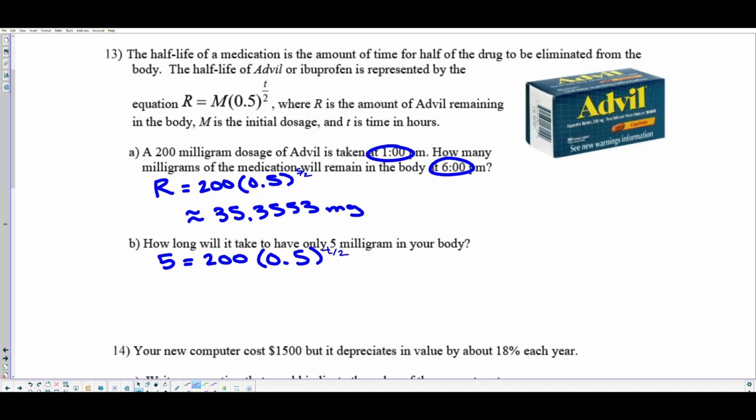Okay, so you're going to do some work. First, you're going to go ahead and divide it by 200. And 5 over 200, you can figure out what that is, but I'm going to go ahead and just reduce it to 1 over 40.